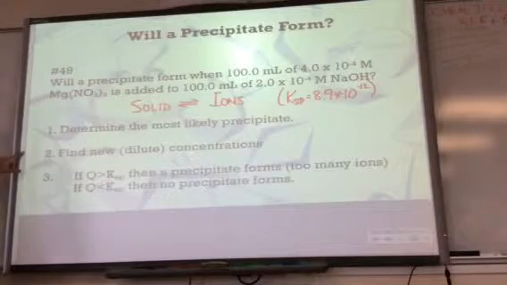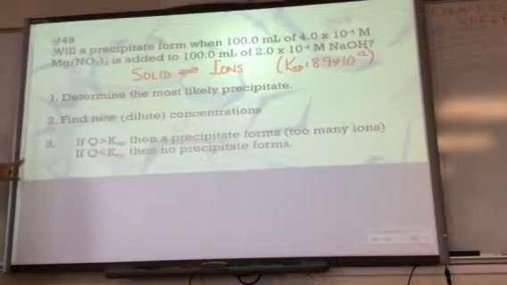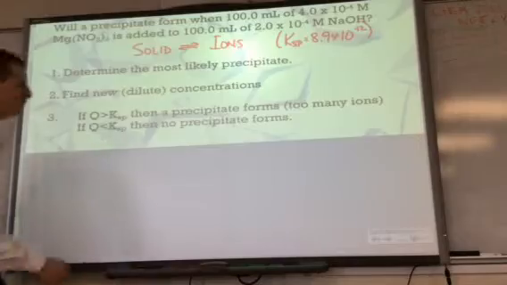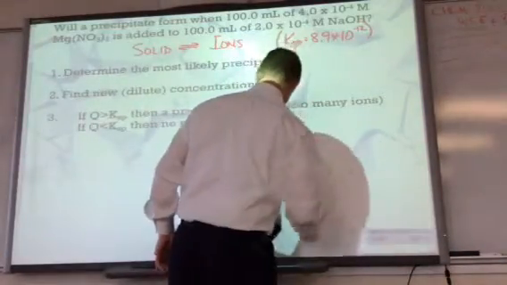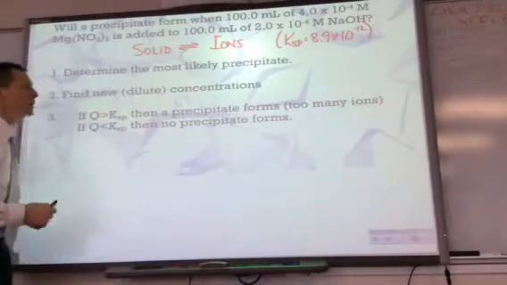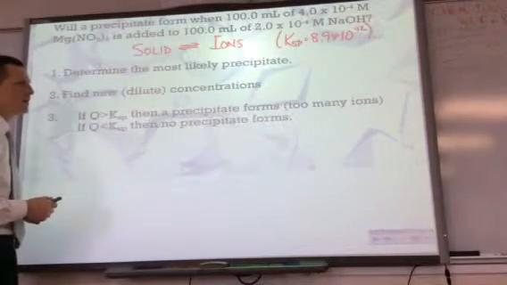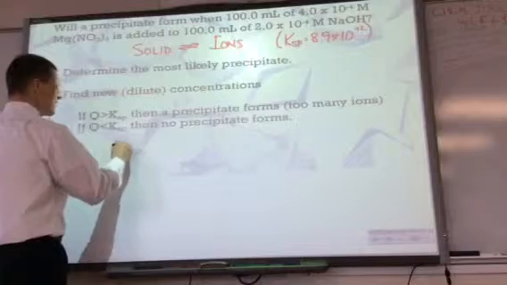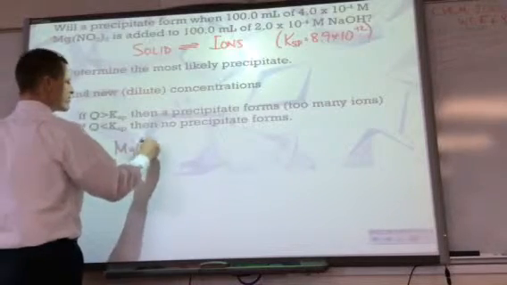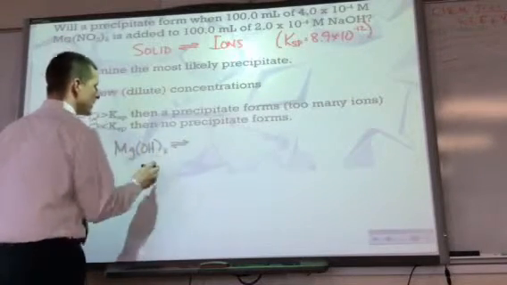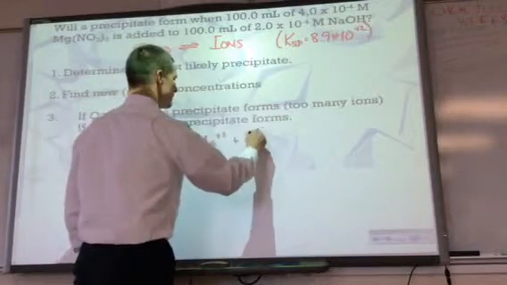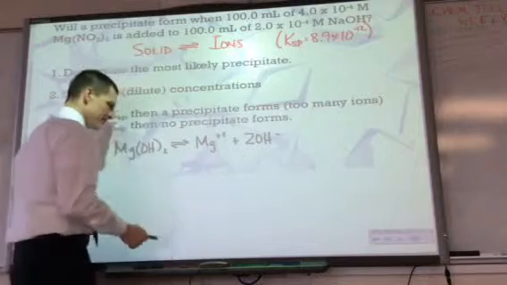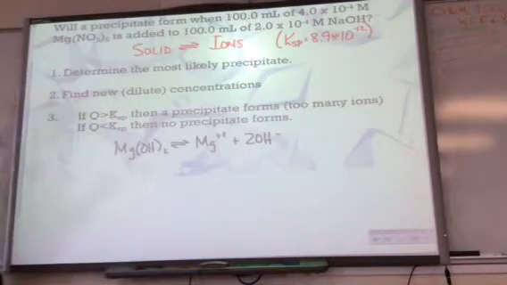So with that, let's see if we can take this problem out. I'm going to move this way up. The likely precipitate in this case would be magnesium hydroxide, and that's going to be making magnesium ions, and then 2 hydroxide. So the question is, will a precipitate form?